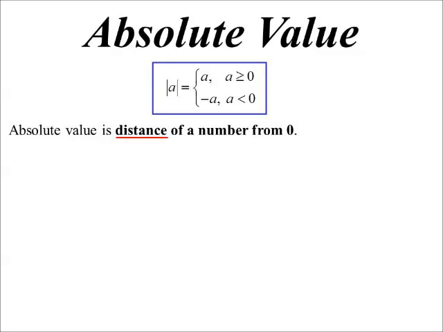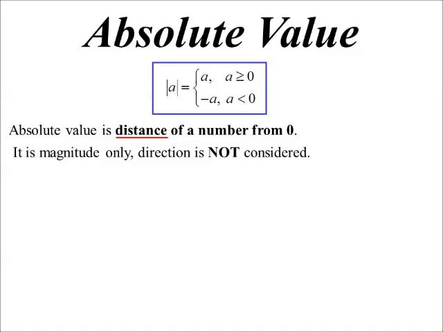The way we think about it, if we think about our number line, it's simply representing the distance from 0. As I was saying, it's magnitude only. The direction, whether it's positive or negative, we're not worried about. A very basic example: the absolute value of minus 5. Well, it's 5 units away from the origin, so the answer is 5.